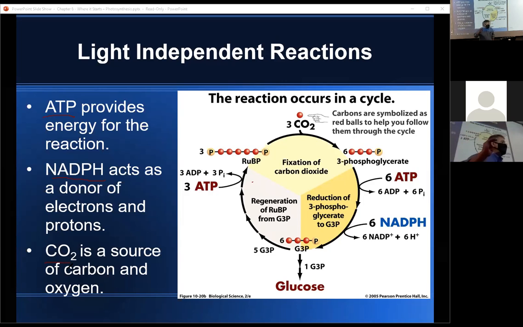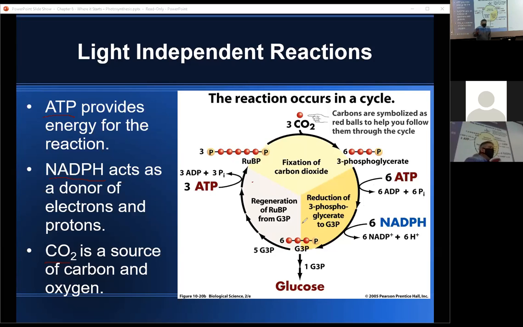We can divide up the light-independent reactions into 3 stages. So we have the carbon dioxide fixation stage, or the carbon fixation stage. We have reduction of PGA to PGAL.